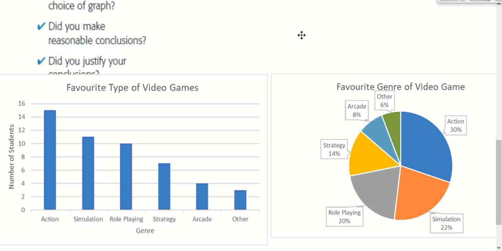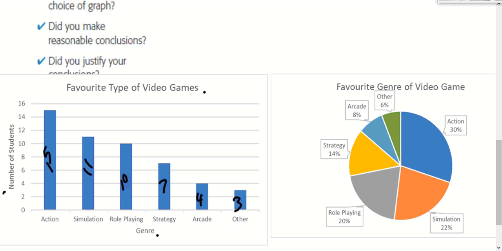When I look at my bar graph, I have my title, I have my axes labeled, and I have a really good scale that makes it easy to see that this should be 15, 11, my role playing should be 10, my strategy should be 7, 4, and 3. And it's really easy to see on both of these graphs that action's the most popular.